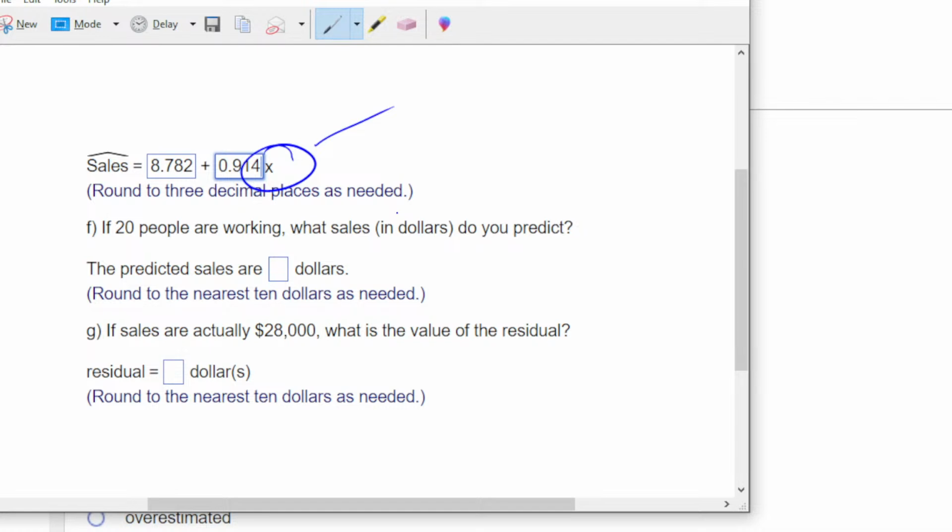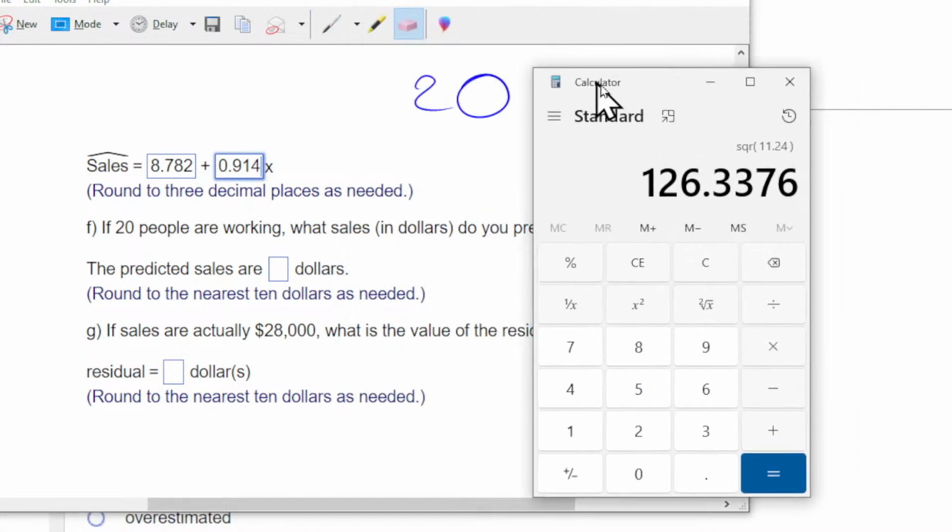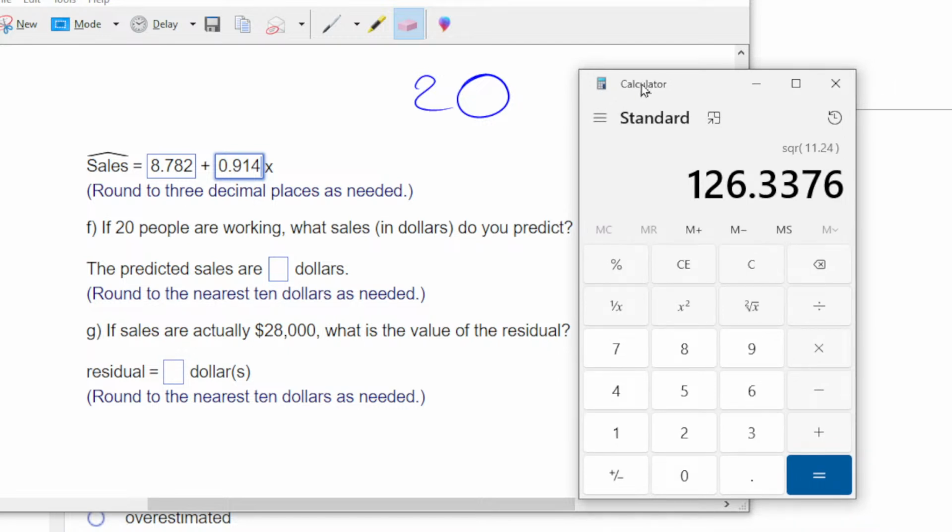So remember, people plug 20 in, exactly. So we're just going to take right here, plug 20 into X, and this is now the predicted sales for 20 people working. Round to the nearest $10. Oh, because it's in thousands of dollars. There you go. And then it says round to the nearest $10.